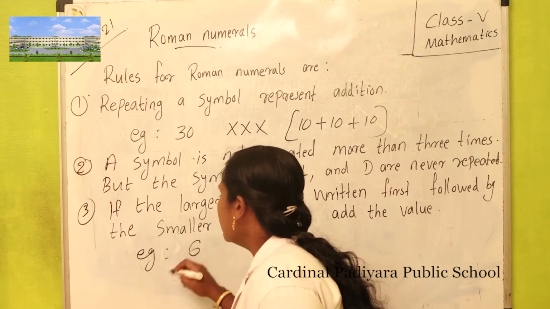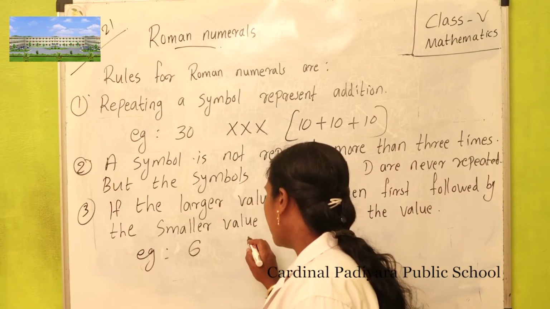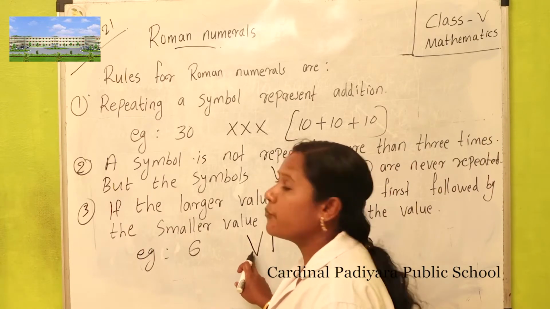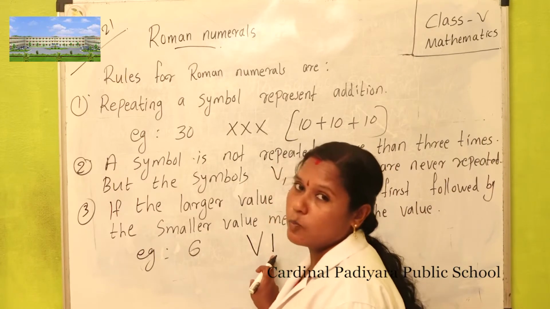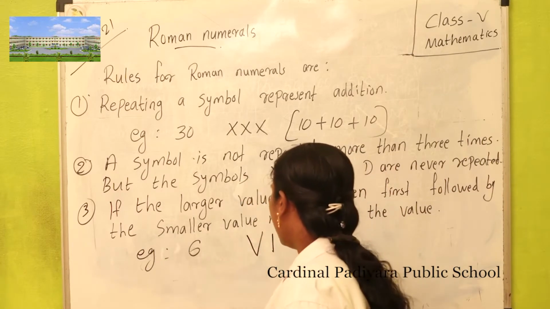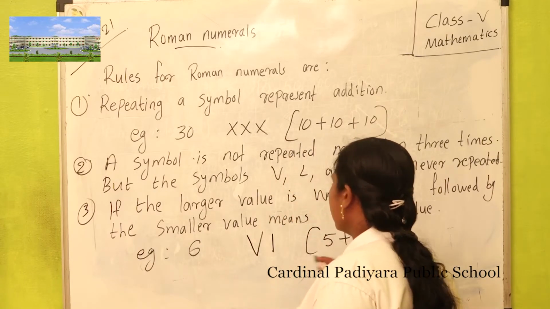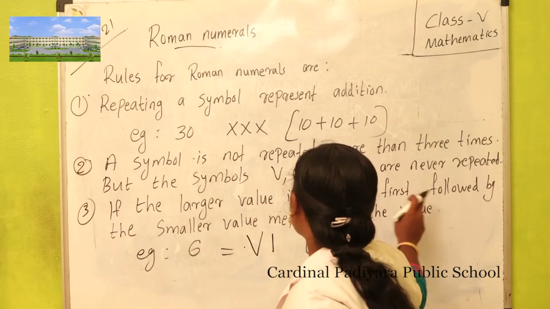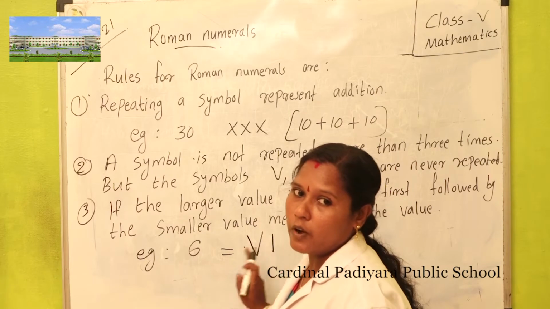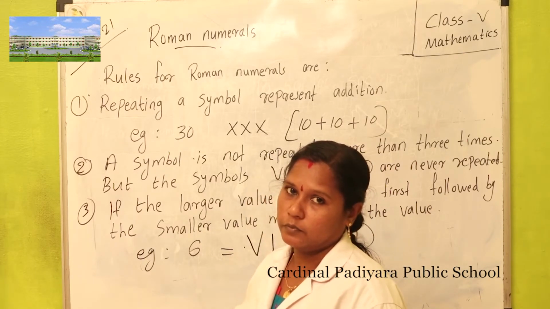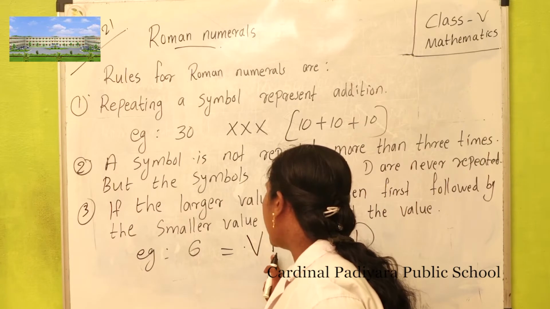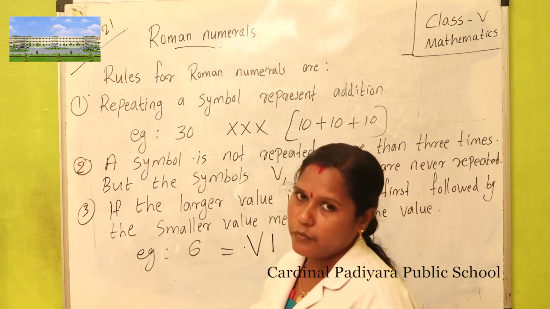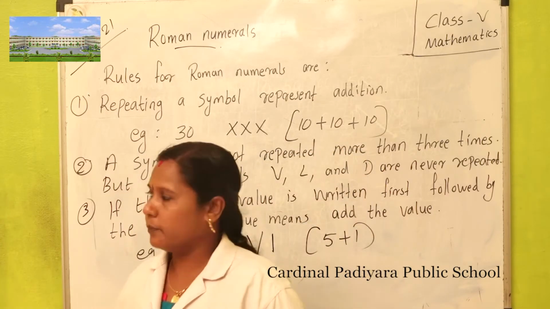I will give one example. 6. How to write 6? VI. That means the larger value is written first followed by the smaller value, so add the value. 5 plus 1 is equal to 6. Is it clear? That is VI, 5 plus 1 is equal to 6.